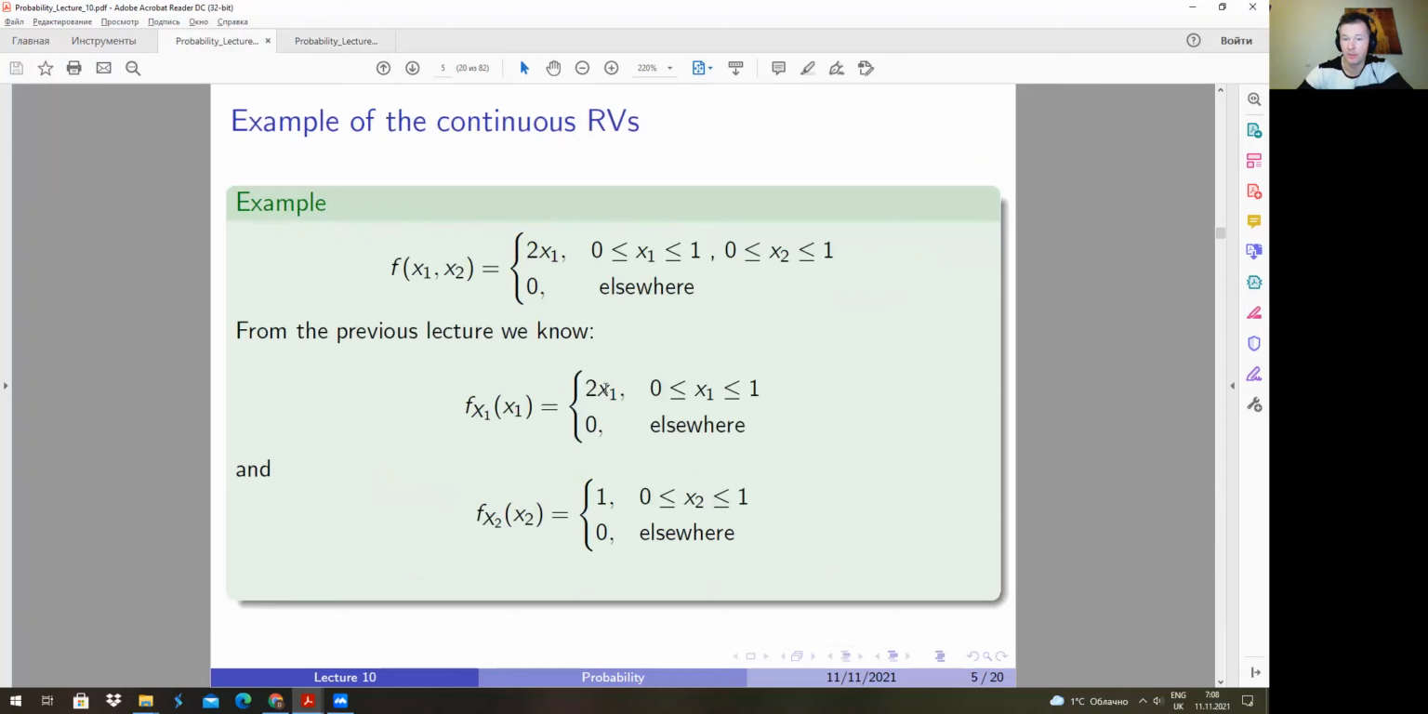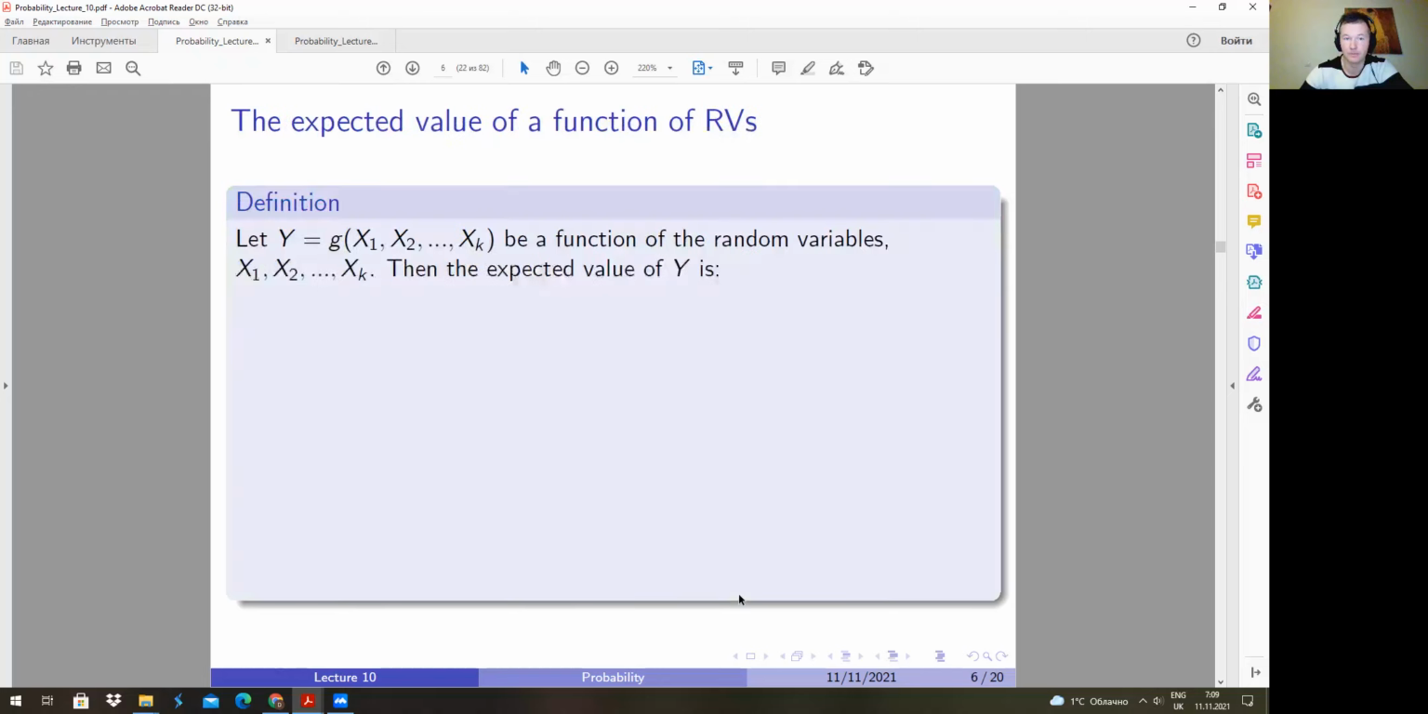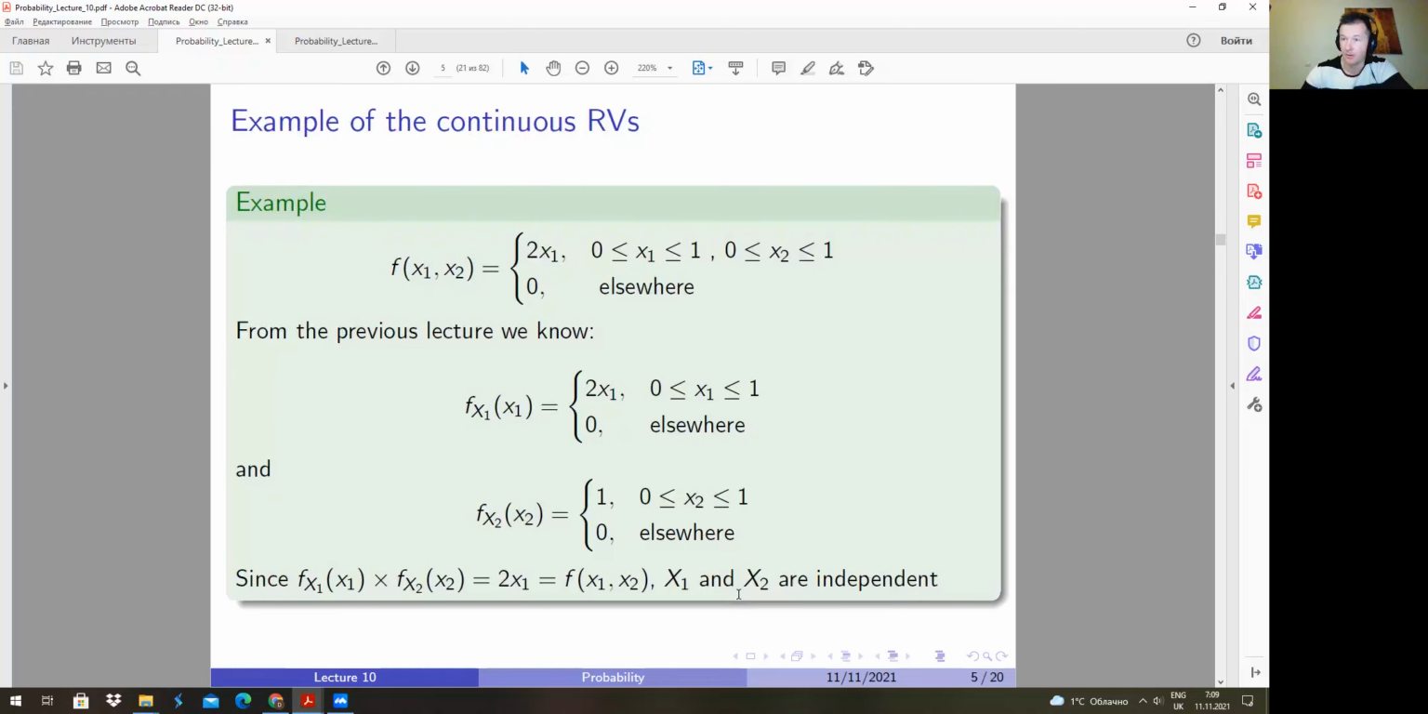So now when we multiply them, so I am taking the marginal density of x1, marginal density of x2, which is 2x1 times 1, which is the same as the joint density. So that's why x1 and x2 are independent, because formally I found that the product of densities equals the joint density. So I think that the independency is quite simple thing.